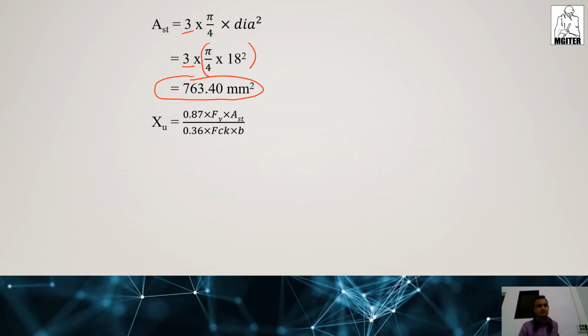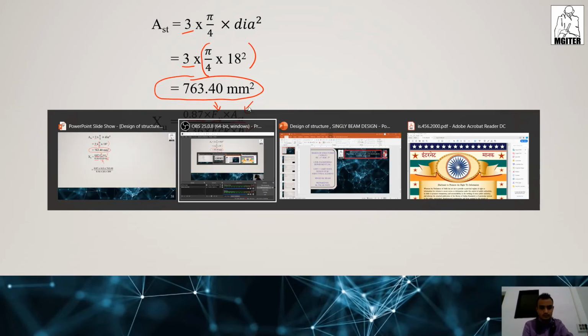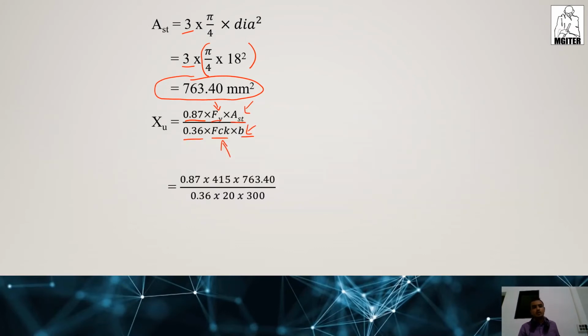Second, xu equals 0.87 fy Ast divided by 0.36 fck b. We have all the values here: fy, fck, area of steel in the tension zone, and width. This is the equation, and we put all the values into it: 415, 20, 300, 763.40. So this gives the neutral axis depth, 127.60 mm. This is the depth of the neutral axis.